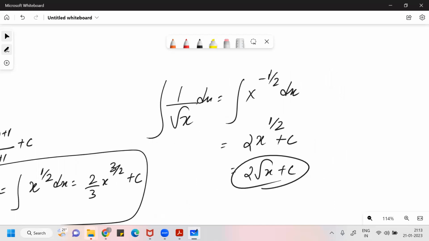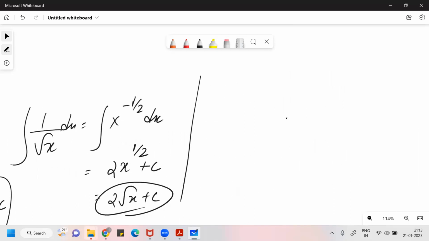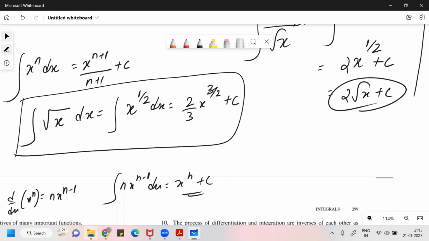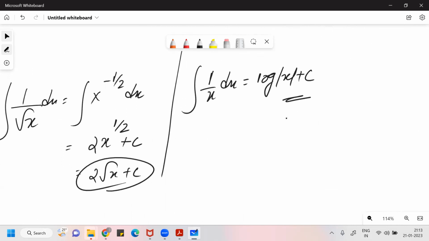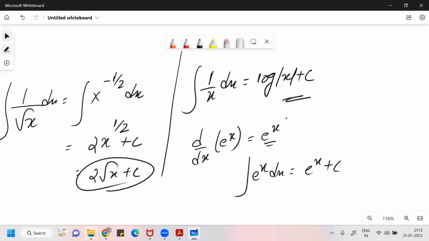This is one of the things. The exception here is integration of 1 by x dx. That would be log modulus of x plus c. This would be your exception. The same logic we follow in integration. Like you remember, the derivative of e to the power x is e to the power x. Similarly, the integration of e to the power x dx would be e to the power x plus c.